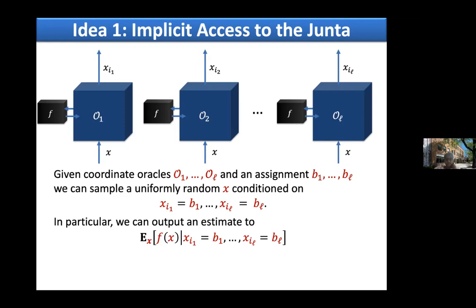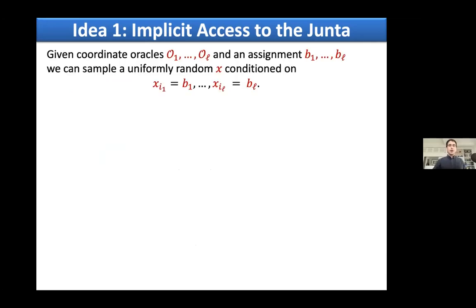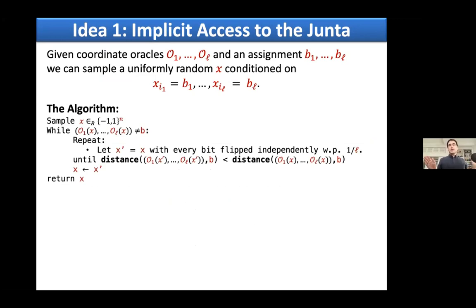And how do you do the sampling? Yeah, that's what I'm going to show next. It's a very cute idea. So how do you do it? I want to sample a random x under this condition. Let's just sample a random x to begin with, so that at least satisfies that it's uniformly random. But of course, with high probability, we will not satisfy the condition.